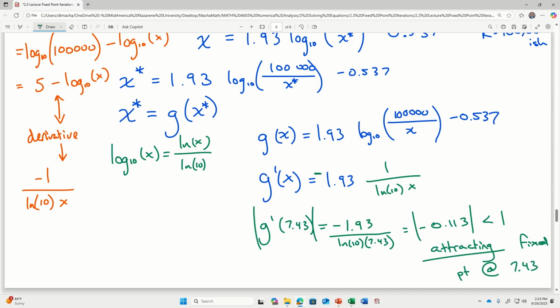We kind of already knew that it was attracting just because it works as an iterative technique and it's converged to that point. Otherwise, if this was a repelling fixed point, it wouldn't work. You'd never be able to find it with the fixed point iteration if it was repelling. So we already knew that, okay?